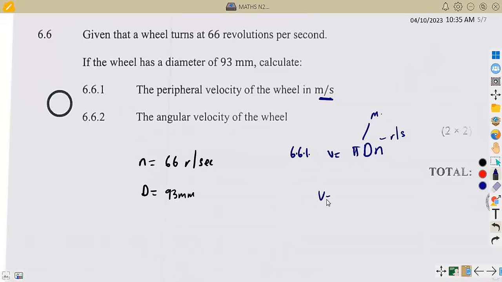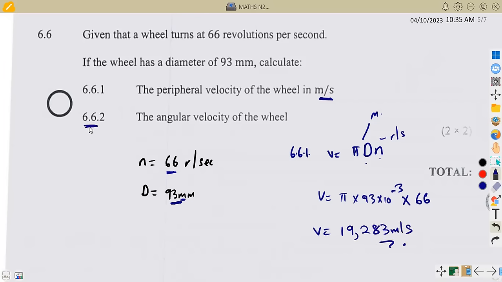So in this case, we can use this formula, but make sure that your diameter is converted to meters. We know that milli means times 10 to the exponent of -3. n is already in revs per second, which is 66, so we can just multiply directly. This is going to give us 19.283 meters per second. So we've got our peripheral velocity.